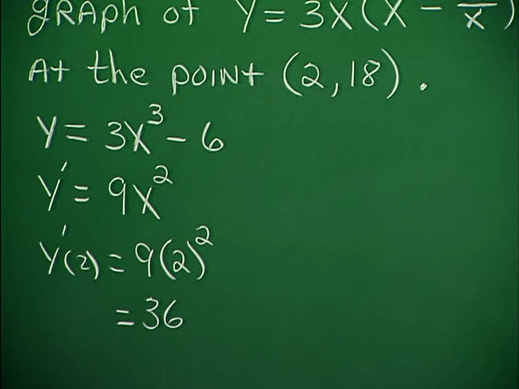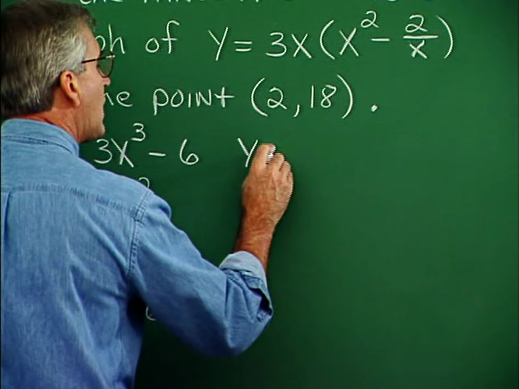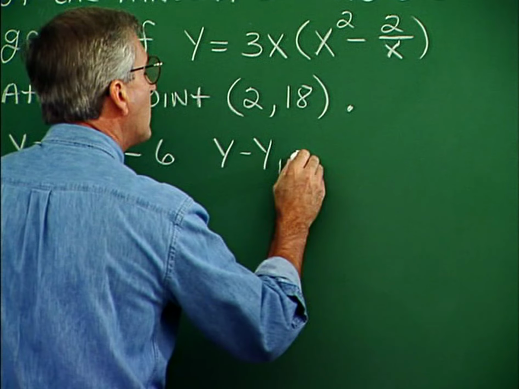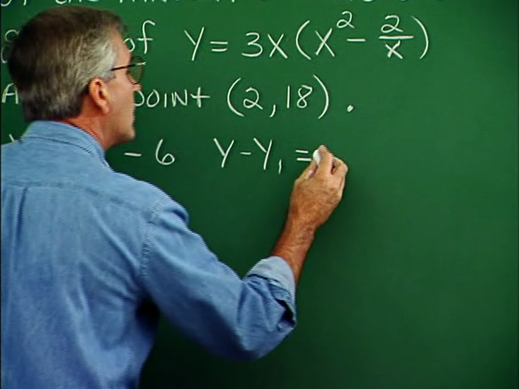Well, that's no big deal either, because we go to our y minus y1, our point slope form, and fill in. So we would have y minus, now the point we're talking about is this point, and the slope we're talking about is the slope of the tangent line, which we just calculated to be 36. So we have y minus 18 equals 36 times x minus 2.